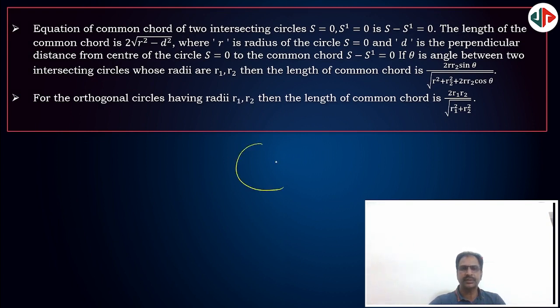Next, if two circles S is equal to 0 and S dash is equal to 0 intersect each other at 2 points A and B, if we join those 2 points, you will get a line. This line is a chord for both the circles. This line AB is a chord for both the circles, and hence it is known as common chord. What is the formula for finding equation of common chord? Means S minus S dash is equal to 0. So if you subtract the two circle equations, then you will get a line equation. That line is known as common chord.